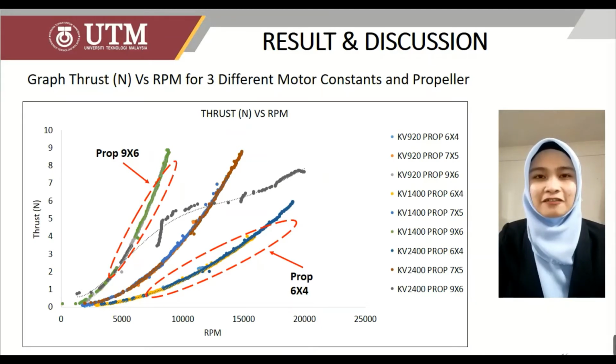So the next graph is a graph of thrust versus RPM for three different motor constants and propeller sizes. As we can see, the highest value of thrust is obtained when the three different motor constants are combined with propeller 9 times 6, but they reach the lowest values of thrust when combined with propeller 6 times 4.